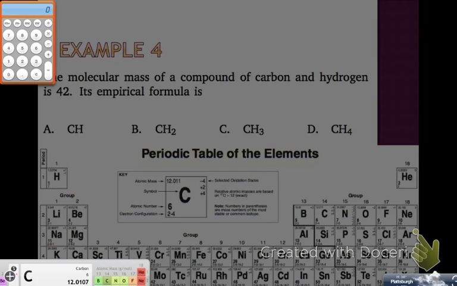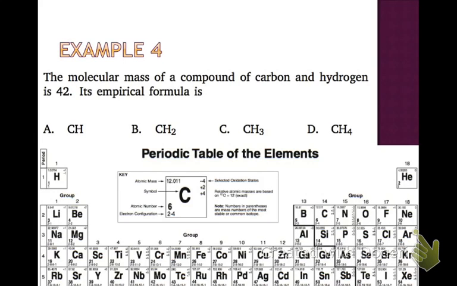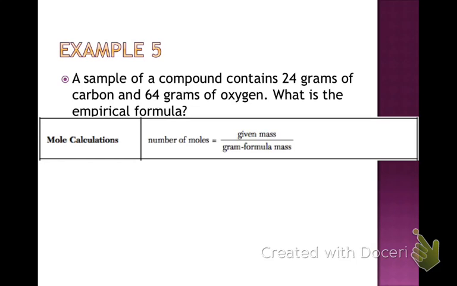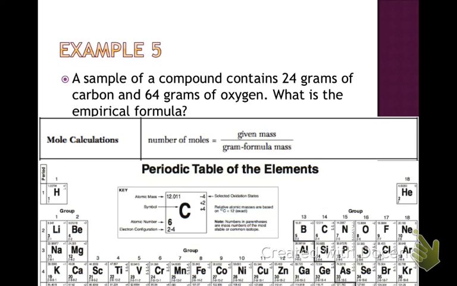Alright, oh, there's my calculator. Alright, so example 4, let's see, we just did that one. So example 5, a sample of a compound contains 24 grams of carbon and 64 grams of oxygen. What is the empirical formula? So for this one, we're going to need our formula for mole calculations. And we'll also need to know what the mass of each of the elements are.